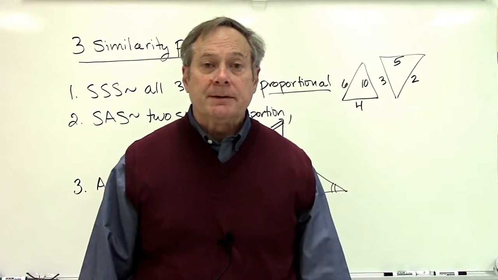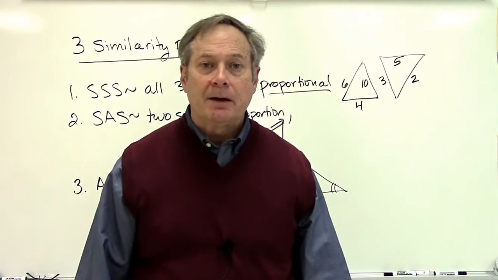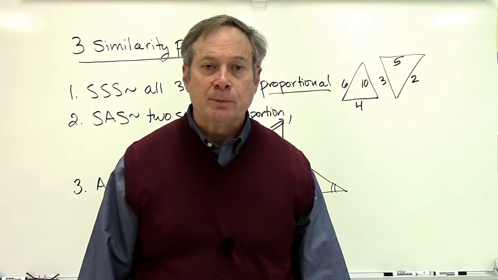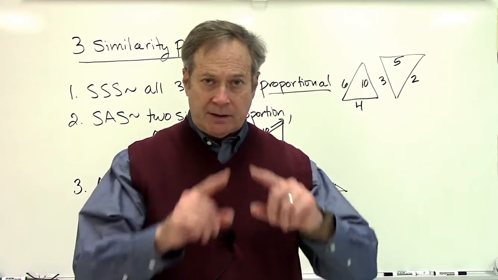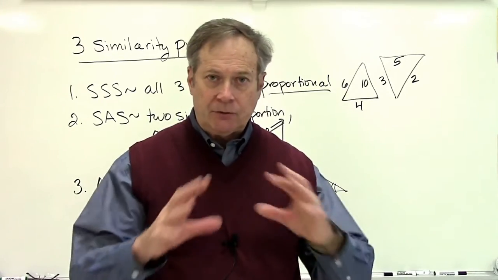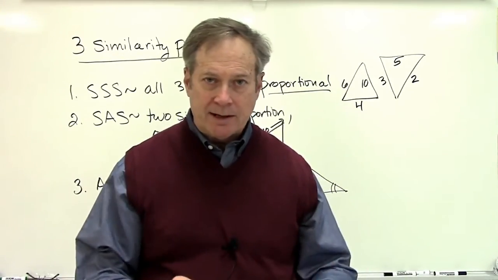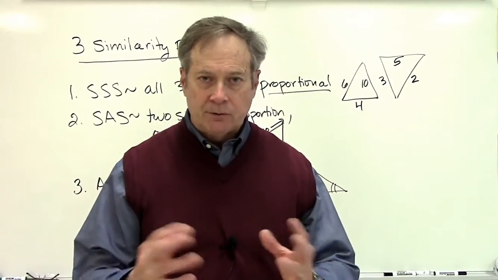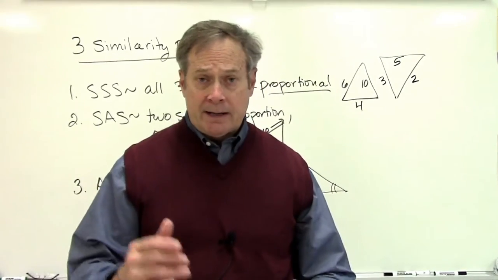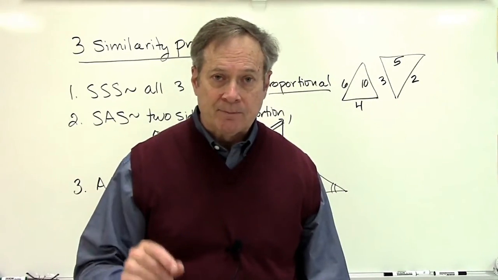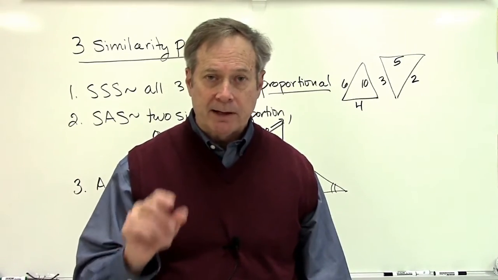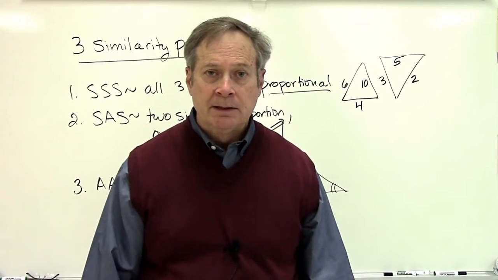Hello class, today I'd like to teach you about proving triangles to be similar but not congruent. Congruent means they are identical, same size, same shape. All three sides are identical, all three angles are. Those are congruent. And we had 5 ways to prove that: side, side, side; side, angle, side; angle, side, angle; angle, angle, side; and an HL if it was a right triangle.